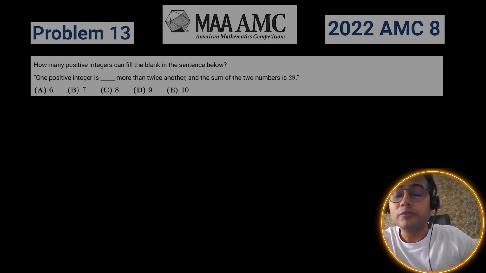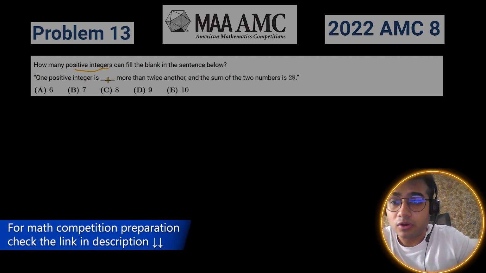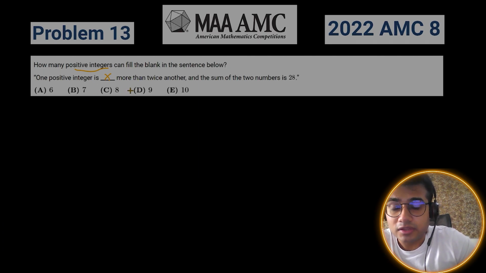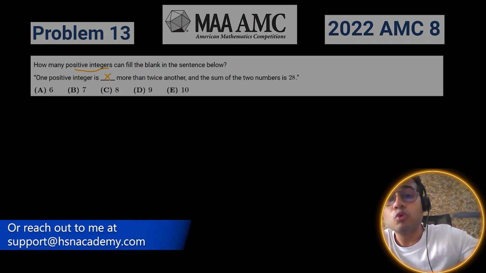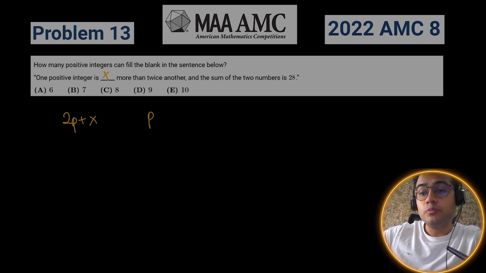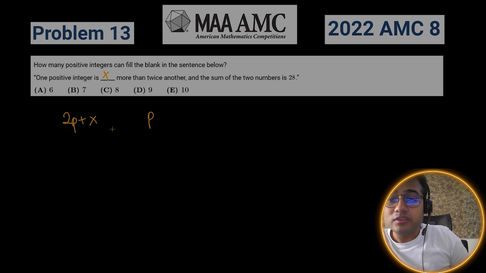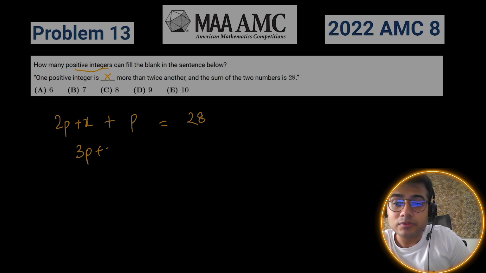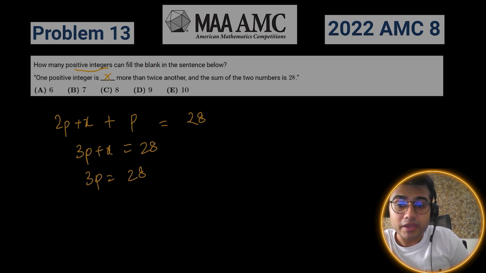Okay, so in this problem, they want us to find all possible positive integers that can fill in this blank. So let's call that x, because that's what we want to find out. So let's see what it's telling us. They're saying one positive integer is x more than twice another. So if one number is p, the other one is going to be 2p plus x. And then we know that these two integers add up to give us 28. That means 3p plus x equals 28. That means 3p is equal to 28 minus x.